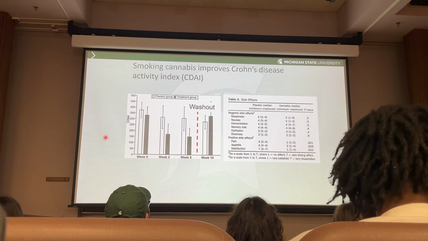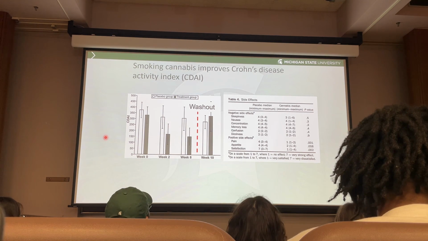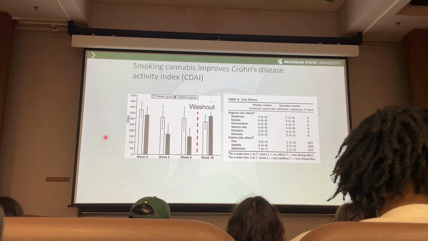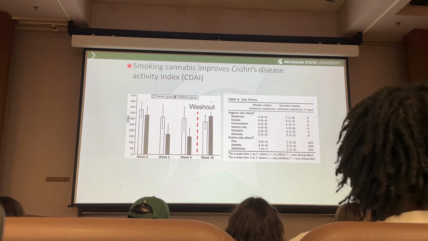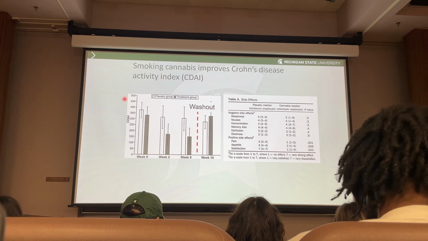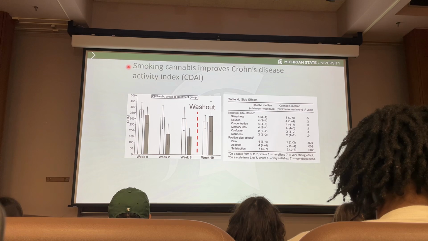So, in this lecture, there's going to be a bunch of data and tables. You're not responsible for any of that. I just give them to support what the point of the slide is. So you have the data, but you're not going to be tested on the data. Usually the point of the slide should be in the title or somewhere apparent. So, cannabis use improves Crohn's disease.